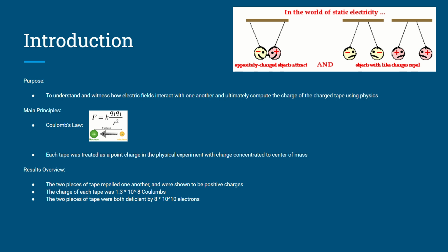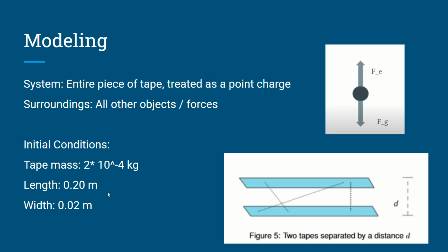Using these formulas and the knowledge that I'll explain later, our results showed the two pieces of tape repelled one another and were shown to be positive charges, or two pieces of charged tape. The charge of each tape was 1.3 times 10 to the negative 8 coulombs, and the two pieces of tape were deficient by 8 times 10 to the 10th electrons.